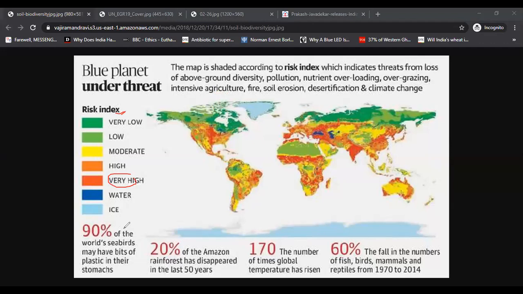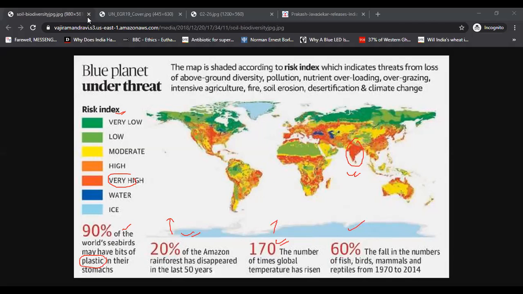They're saying that 90% of the world's seabirds may have bits of plastic in their stomach. We have talked about plastic crust just now. 20% of the Amazon forest has disappeared, and Brazil under Bolsonaro is continuously depleting the reserves. 170, the number of times global temperature has risen. You can imagine the repercussions of it. 60% fall in the number of all these things. So these are very tricky and very frightening figures. Fine. Now let's move on.